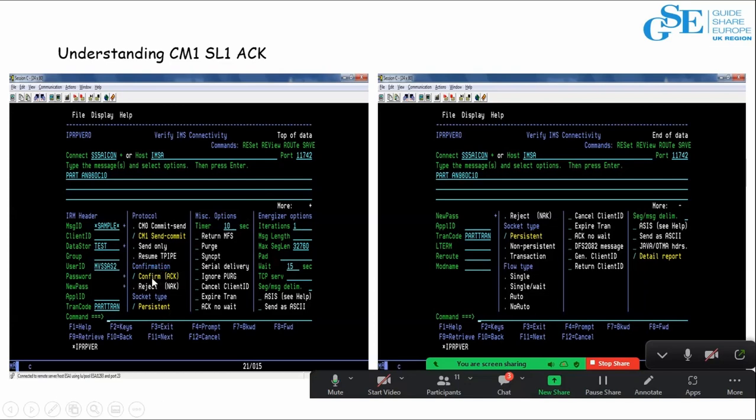And then if you take a look at the confirmation, I have selected confirm ACK. So this denotes that I have chosen sync level SL1 ACK, right? Which is exactly what we intend to do.